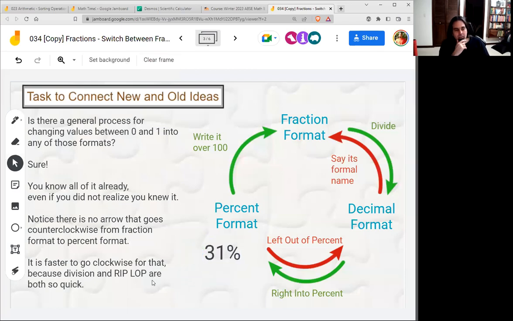Okay. So how do I change this to the other formats? Percent means out of 100. 31% means 31 out of 100. And can I write that as a fraction? Sure, 31 out of 100. So all I have to do is take away the percent symbol and replace it by fraction bar 100, because they both mean out of 100.